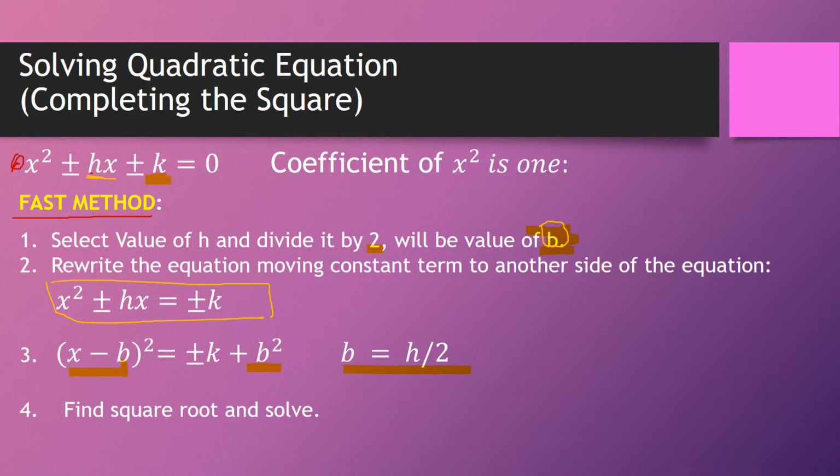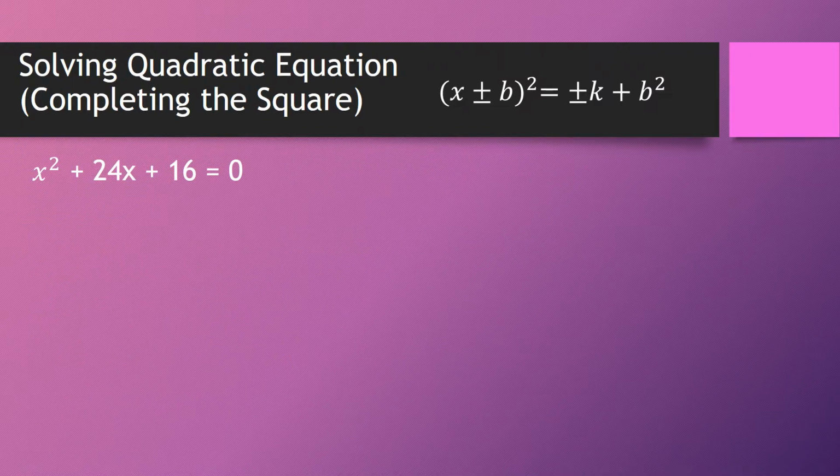I'm going to show you this using one example. Listen, in this example, you see this is the term with x squared. The coefficient here is 1. The value of k is 16. Now, what do I have to do? I select the value 24 as h. You divide h by 2. You rewrite the equation. You select the value 24. You divide 24 by 2. And the value is 12. Remember, this 12 will be the value of b.